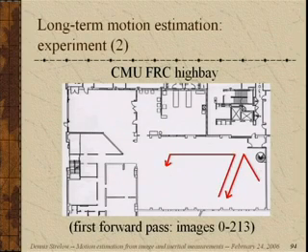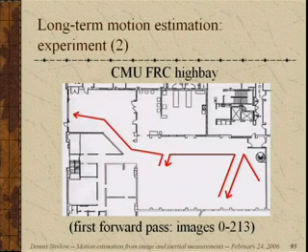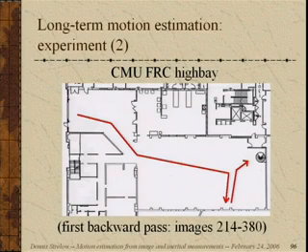We back up again and we go a little further in the high bay and we kind of move up to the Hyperion work area. We back up once more and we go out to the overhead door. And that's the first 213 images. And then in the subsequent 160 images or so, we do what I call the first backward pass. So we back up basically the whole way.